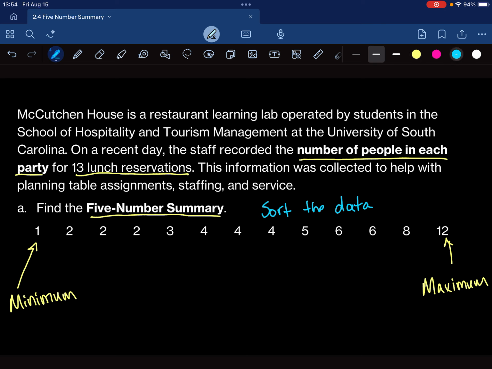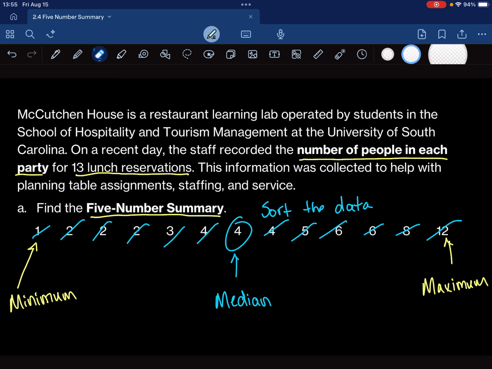The next thing I'll do is try to find the median, which is the thing in the middle. So I'm just going to cross numbers off until I end up in the middle. So I'm taking them off down until there's 1 or 2 left. So there we have the median, which is this number 4. I will mention that sometimes we end up having 2 numbers in the middle, and when we have that, we would add them up and divide by 2, and that's how we find the median.